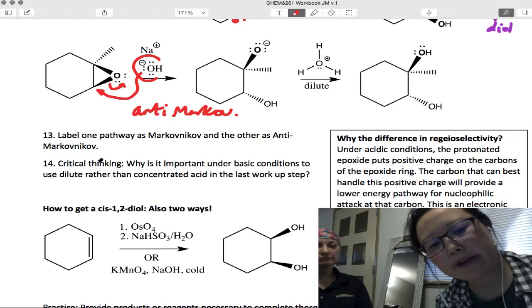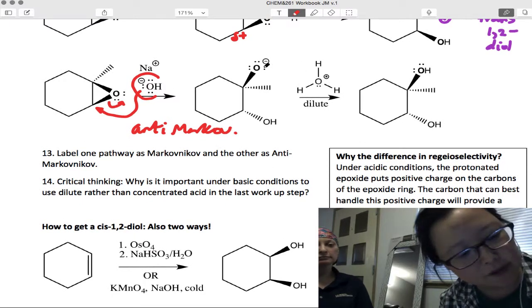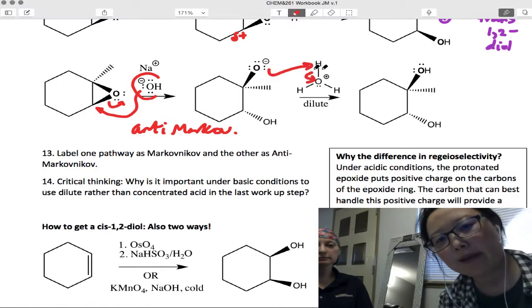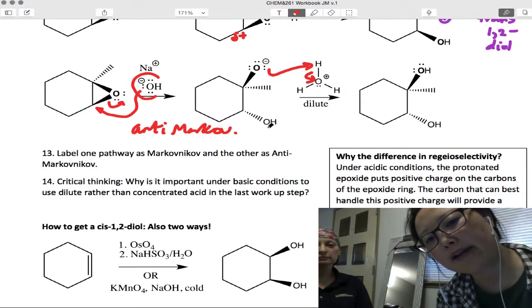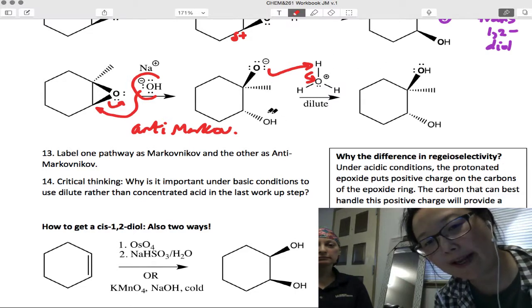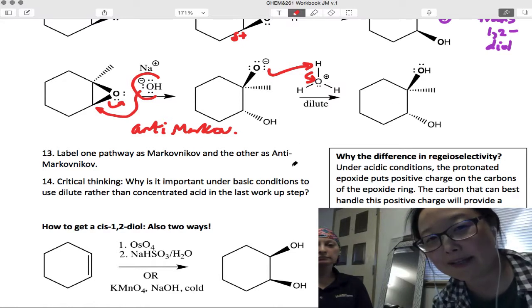Now one question for you to think about is, why is it important that after you treat with base, you want to neutralize this, so you're going to protonate there. And why do we want to make sure the acid is dilute? So I want you to think back to what kind of reactions we had before, where we had a hydroxyl group react with strong acid. Could something else happen here? So maybe just think about that question, and I'll put it in the answer key.